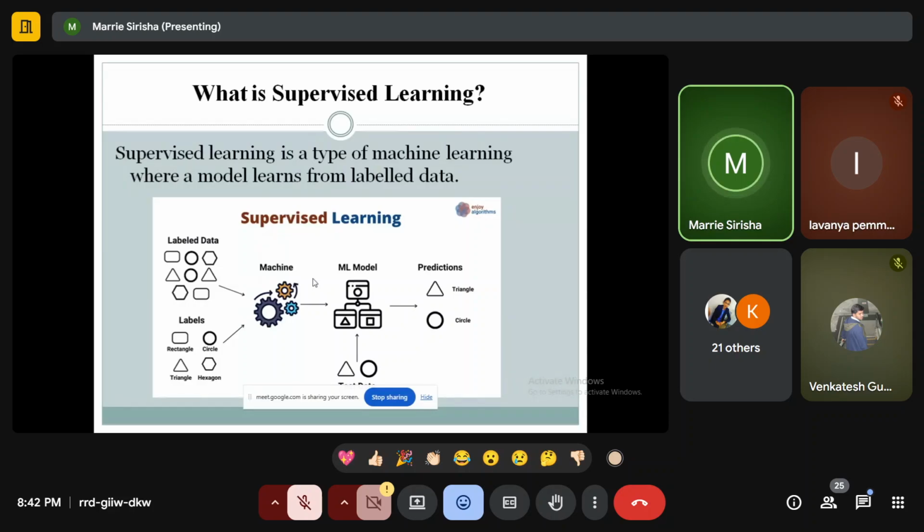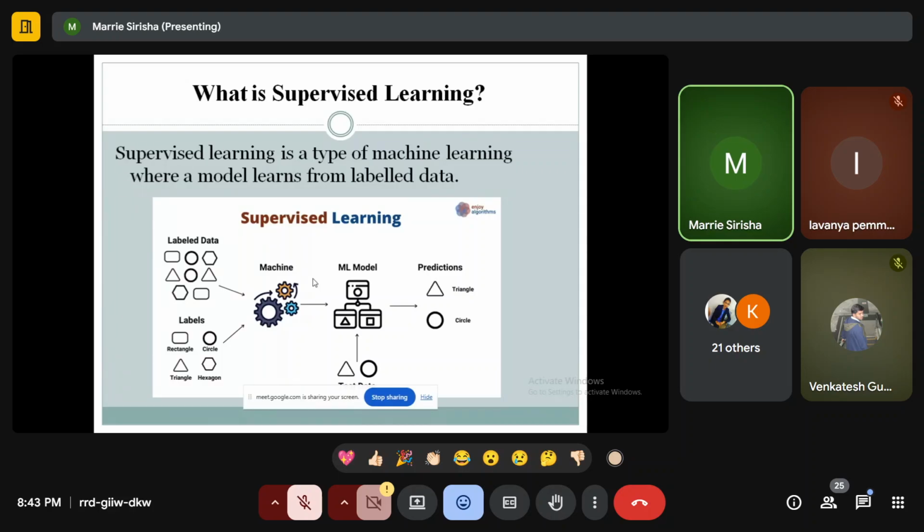Supervised learning means labeled data, where the corresponding input has an output. We give it to the machine, the machine will learn the patterns and remember them, and when you give test data to the ML model, it will predict correctly. So you have to write what supervised learning is: the model learns from the labeled data. You have to write it with the proper definition.